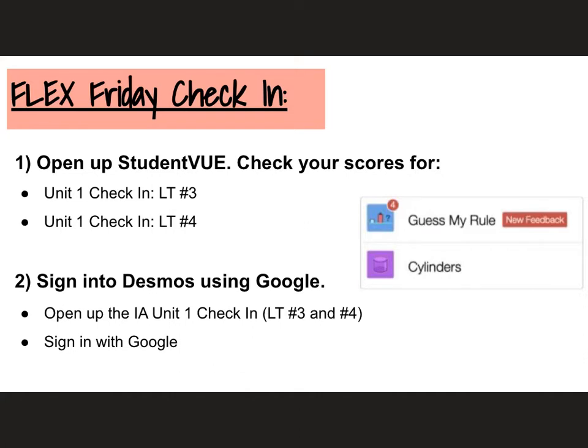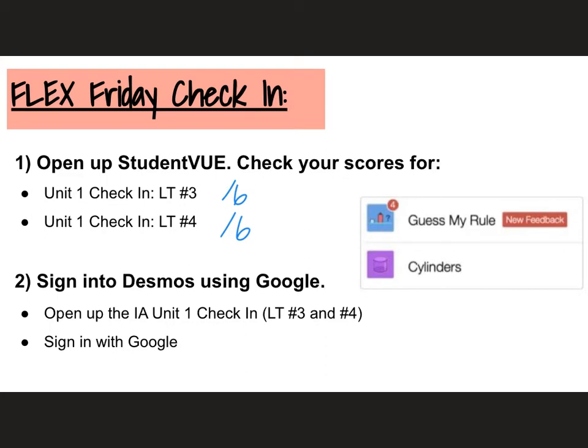I want you to check Student View first, checking your scores for our Unit 1 check-in for Target 3 and Target 4. Both of these were out of 6. So again, you can kind of make your gauge. If you had a 5 out of 6 or 6 out of 6, you're doing pretty well with this target. Anything lower, reach out to me today if you feel like you need some extra help.